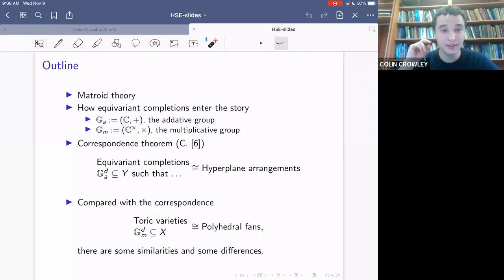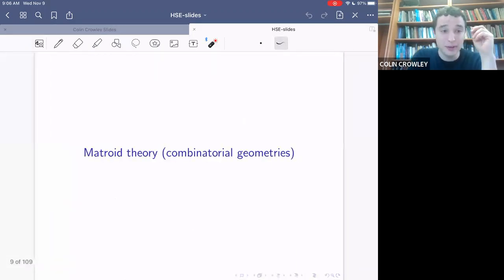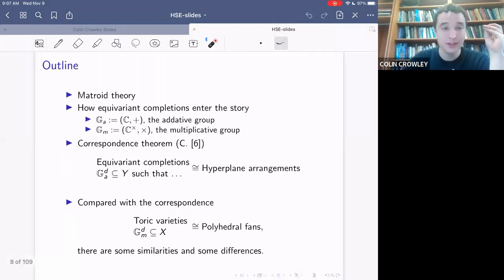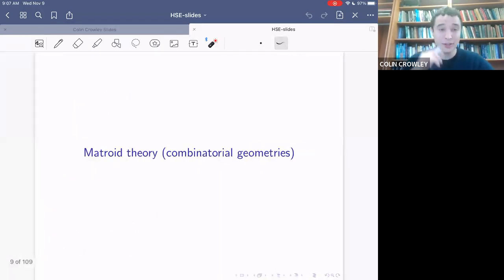Okay, so first, let me tell you about my background. So this is matroid theory. And actually, I should ask, are there any questions about this before we get going? Okay, very good. So matroid theory. And another word for a matroid is a combinatorial geometry. So you'll see both words in the literature.